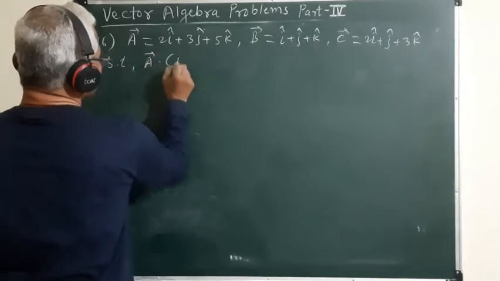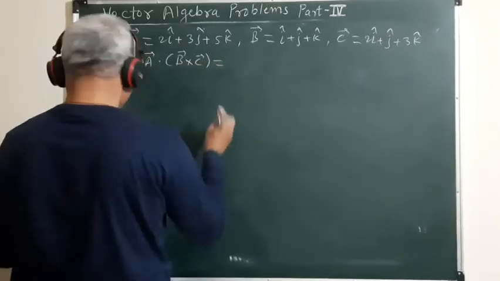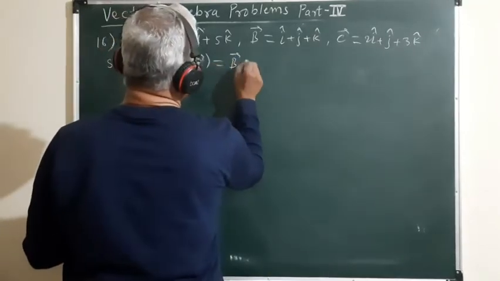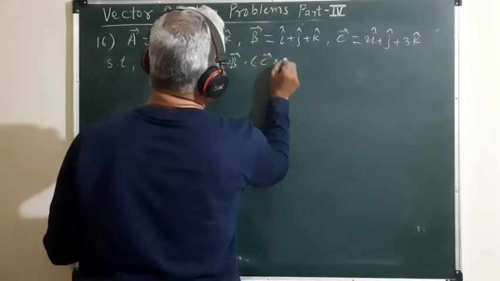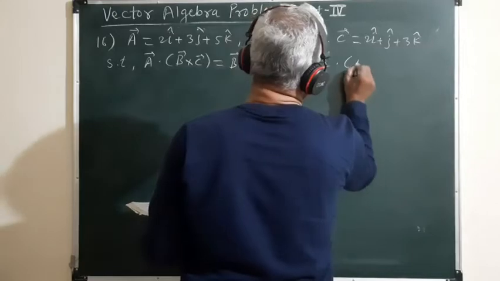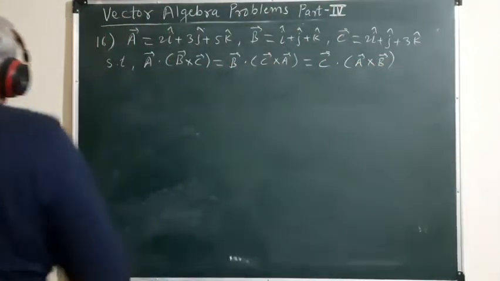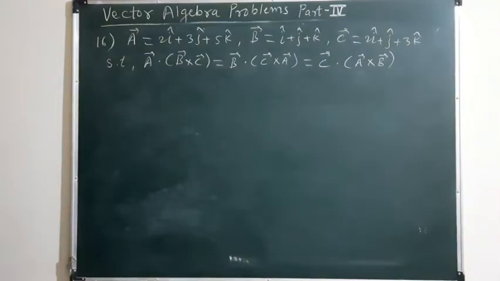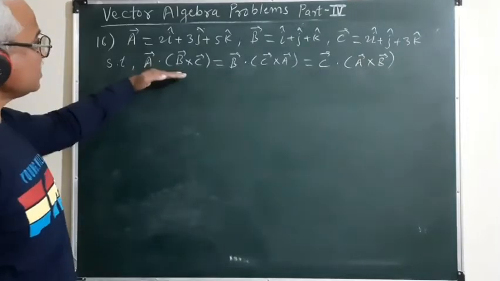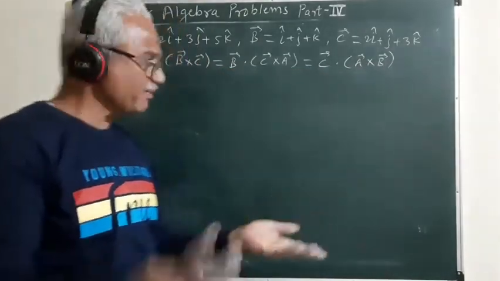A bar dot B bar cross C bar is equal to B bar dot C bar cross A bar is equal to C bar dot A bar cross B bar. This is in accordance with the scalar triple product of the three vectors A bar, B bar and C bar. So let us evaluate this scalar triple product, this scalar triple product and this scalar triple product separately.